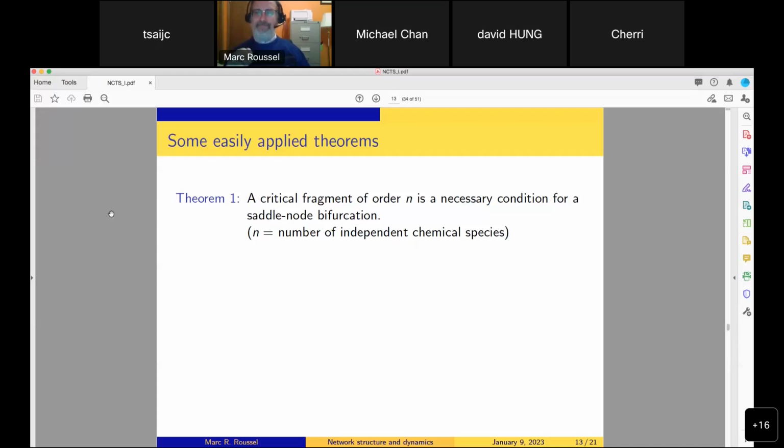There are all kinds of little things that can go wrong, and in my experience, often they go wrong in really small toy models, but in big models they don't happen. It's one of those things. But essentially, if you find a critical fragment of order n, there's a chance at least that you have a saddle node bifurcation and therefore bistability.